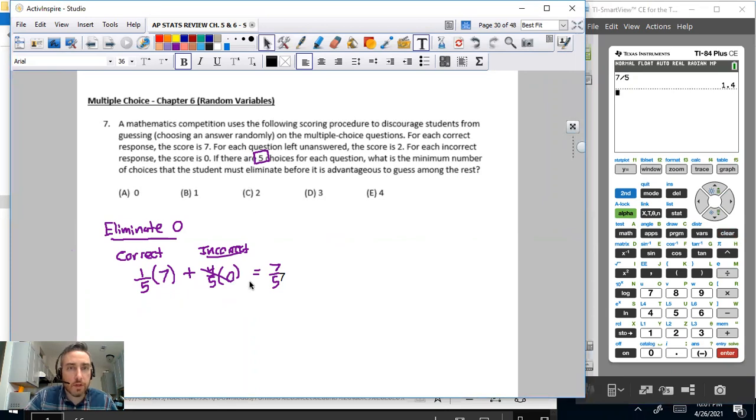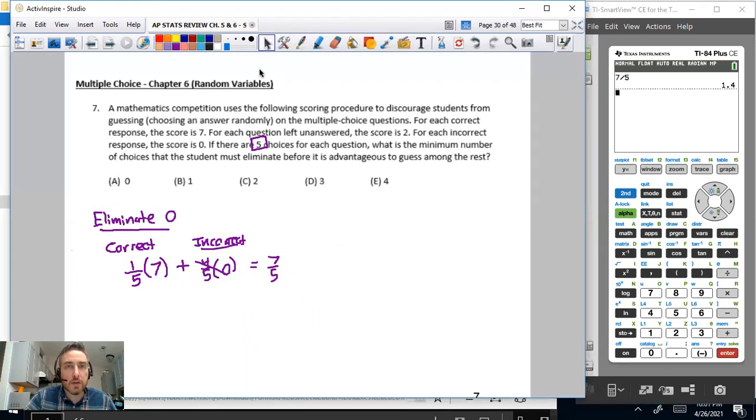What does that mean? Well, the 1.4 means that your average point value for a question is 1.4. Now, is it advantageous to just guess without eliminating any? No, because if you don't answer, your score is still going to be 2. So you're better off on average if you keep all 5 answer choices and randomly guess to just not answer it. So now let's go through the elimination process.